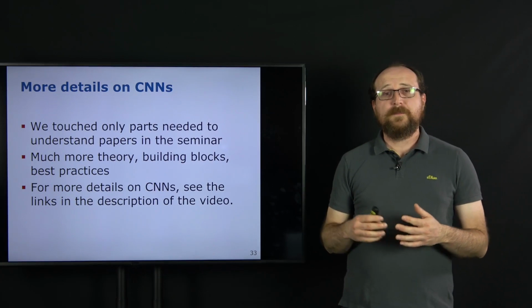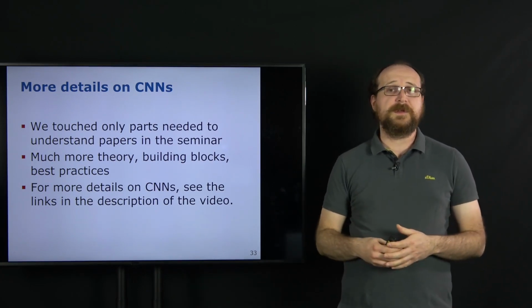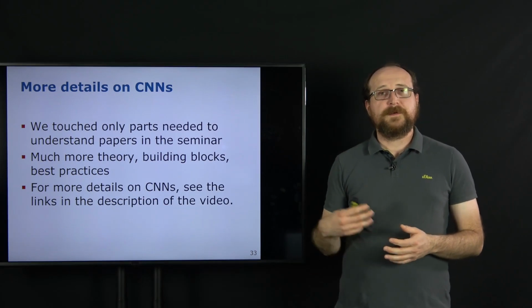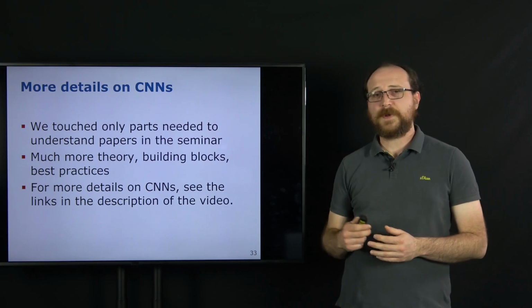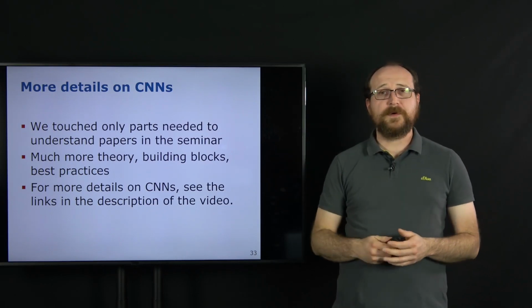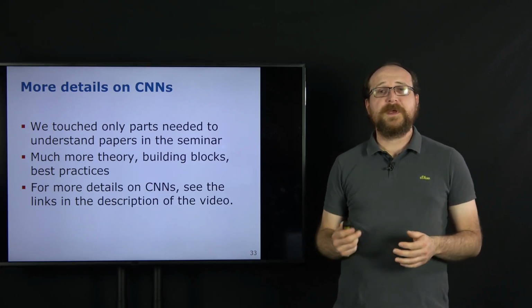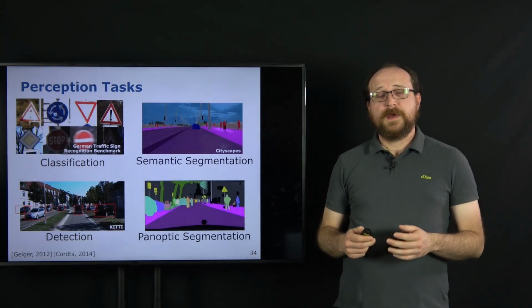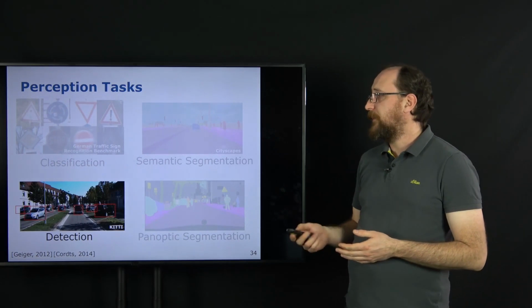When you want to have more details on how to train or construct CNNs, we will provide some links in the description where you can find further material. With this short discussion on convolutional networks and their basic building blocks, we are coming back now to the perception task. For the first perception task, we are looking specifically at detection.